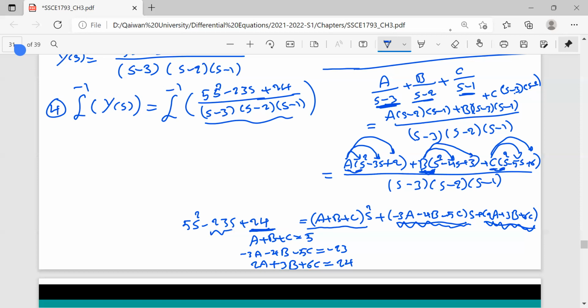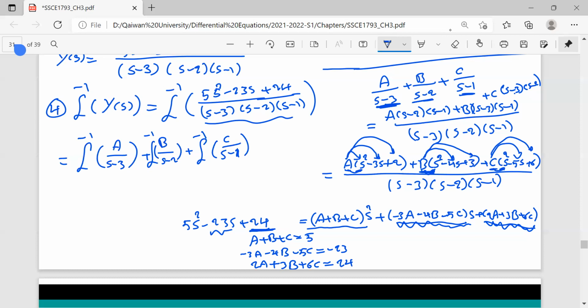After finding a, b, and c, just plug into here. Then this equals the Laplace inverse of a over s minus 3, plus the Laplace inverse of b over s minus 2, plus the Laplace inverse of c over s minus 1. Just plug in, then find the Laplace inverses. And all the Laplace inverses are going to be exponentials. Okay?